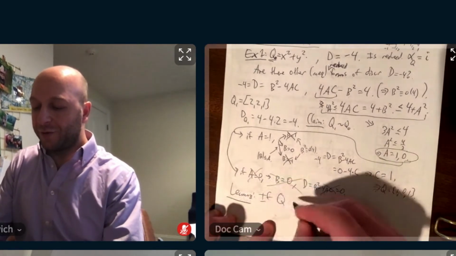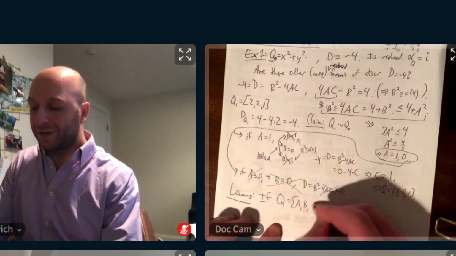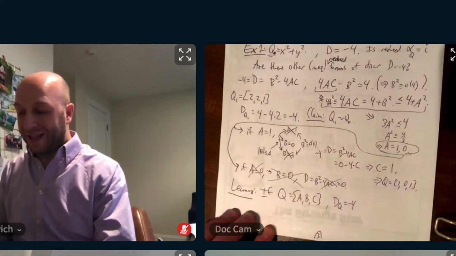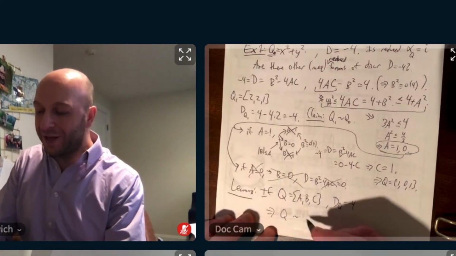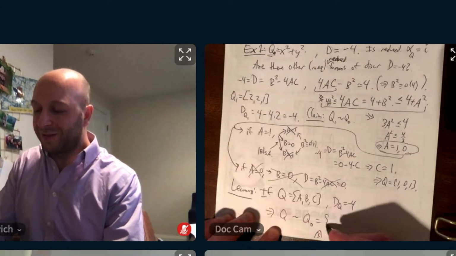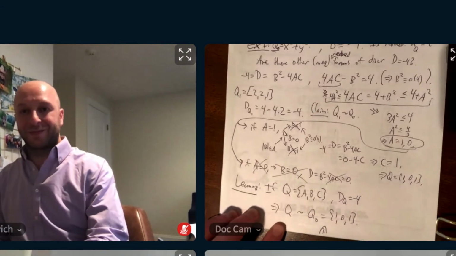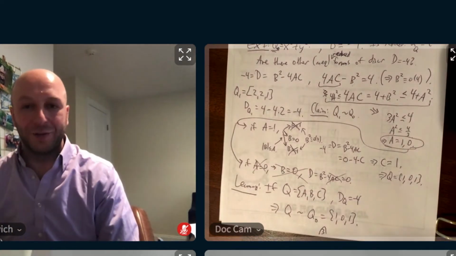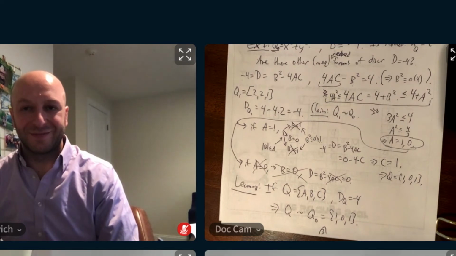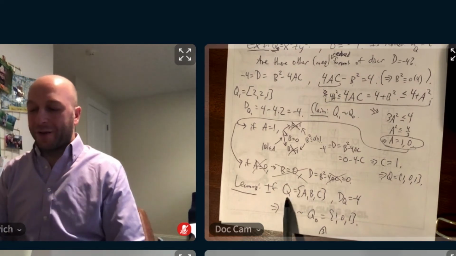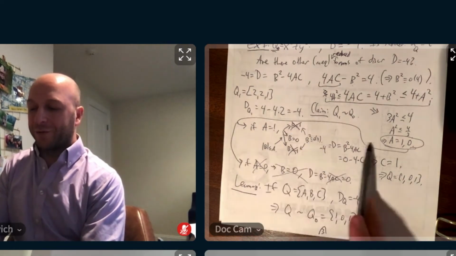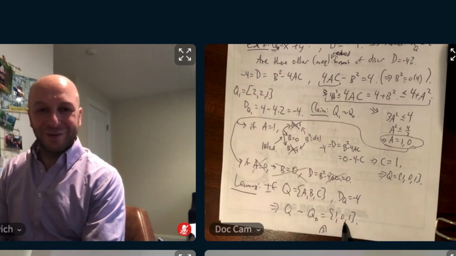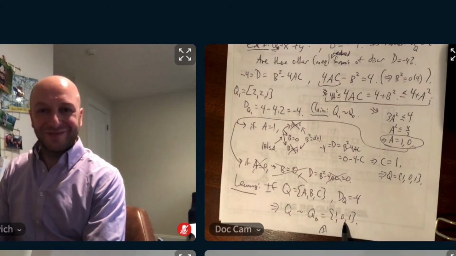If Q is a quadratic form and the discriminant of Q is negative 4, then Q is equivalent to 1, 0, 1. So all the forms of discriminant negative 4 are all equivalent to one another. Why? Well, whatever the form is, you can reduce it, and then we looked at what the reduced forms are, and there's only one. Does everybody see that? Does that make sense?